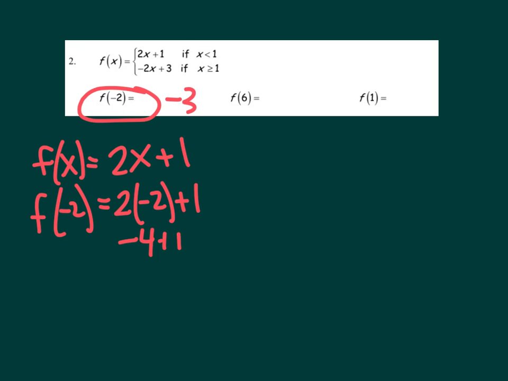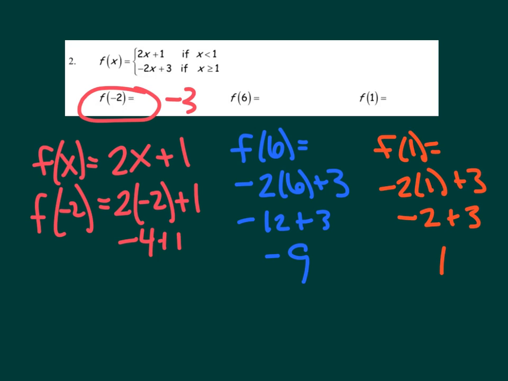So I was at -4 plus 1, I get -3. Well, now that you've got the hang of it, pause it, go do the next two, and we'll compare. Good luck. Well, you can check my work. Both 6 and 1 fell in my second equation, so I just simply substituted them in, and I've got -9 and 1. Check my work out if you need more help there.